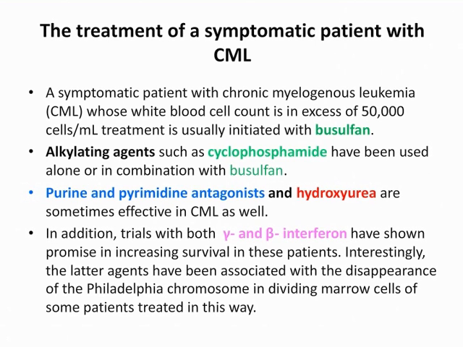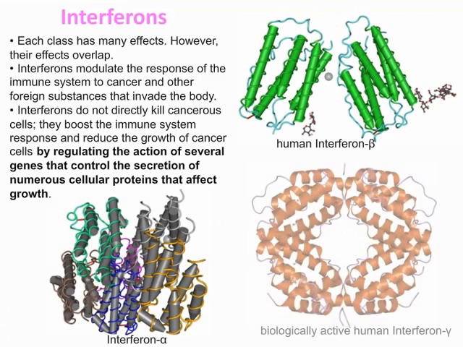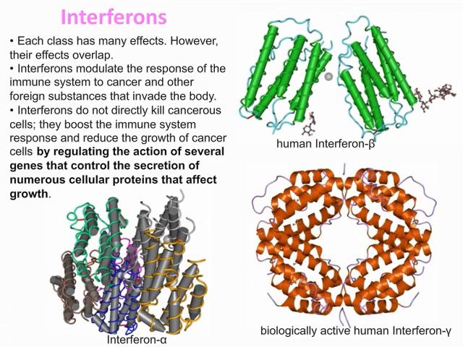There have also been trials with gamma and beta interferons that have shown promising increases in survival in CML patients. Interferons are proteins that are released by your cells in response to the entry of a virus. They don't kill cancer cells, but they can reduce the growth of cancer cells by regulating the action of several genes that control secretion of the cellular proteins that affect growth.